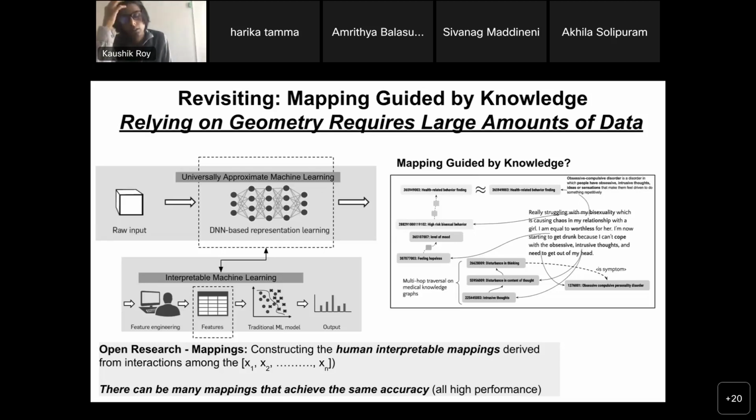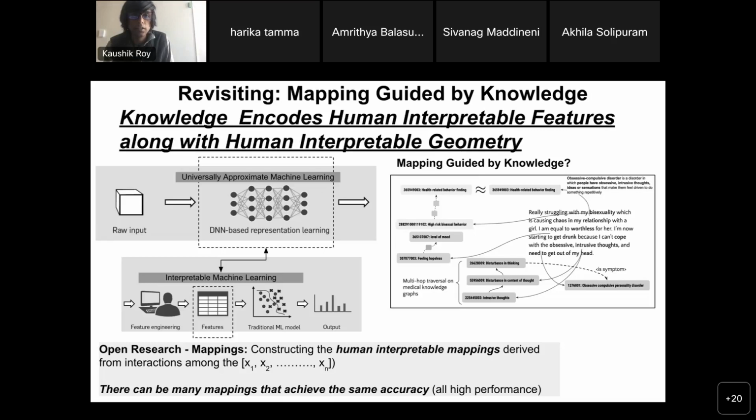And there are a lot of complexities that come with trying to model interpretable phenomena like this, but I'm just giving the high level idea. So in summary, knowledge encodes human interpretable features along with human interpretable geometry. Human interpretable geometry is a word I've just coined, right? It does not have any intuitive meaning other than the fact that it has an intuitive interpretation for why two objects are similar, because they map to similar human interpretable concepts.